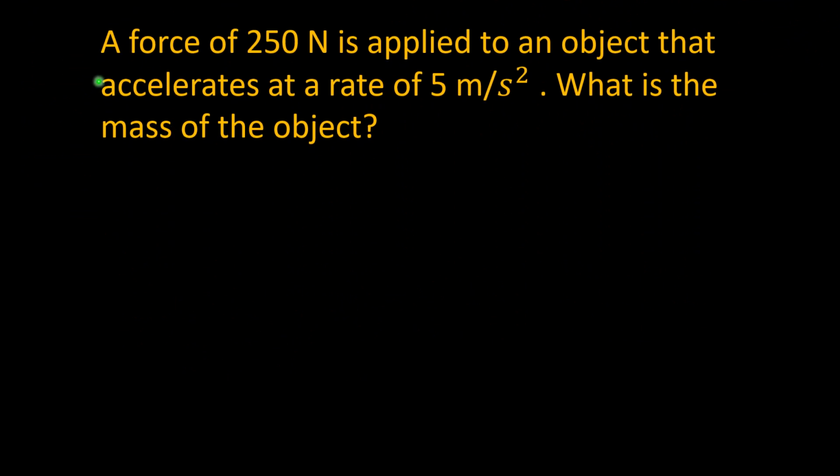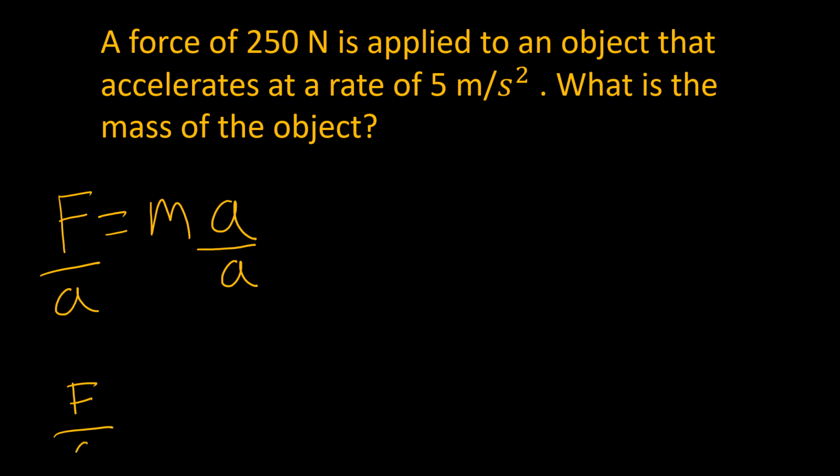Alrighty, in this example, let's say a force of 250 newtons is applied to an object that accelerates at a rate of 5 meters per second squared. What is the mass of the object? Of course, we're going to be using the famous equation force equals mass times acceleration. However, we're going to have to rearrange this equation for mass. So that means we have to divide both sides by a, our acceleration. And when we do that, we can see that force divided by acceleration equals mass. And this is the equation we'll be using to solve the problem.